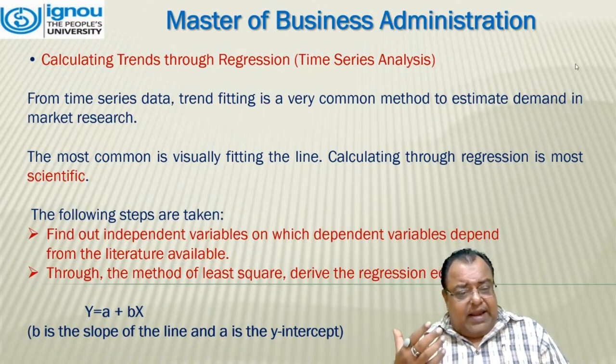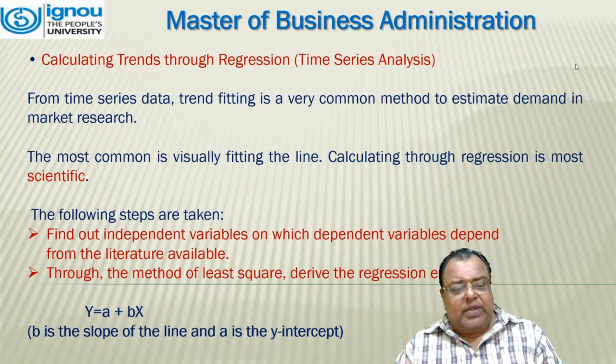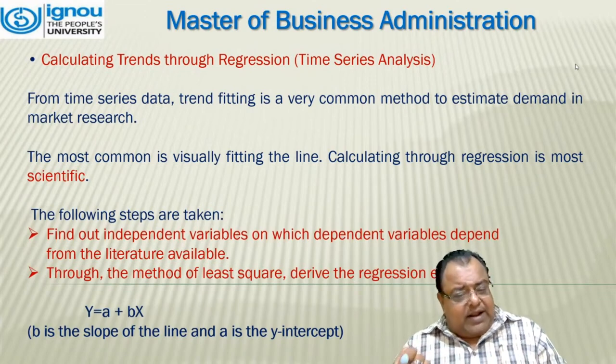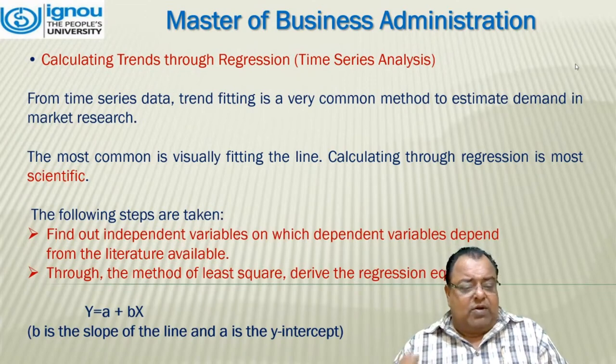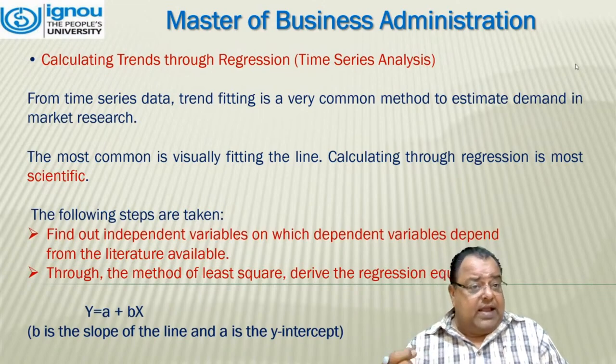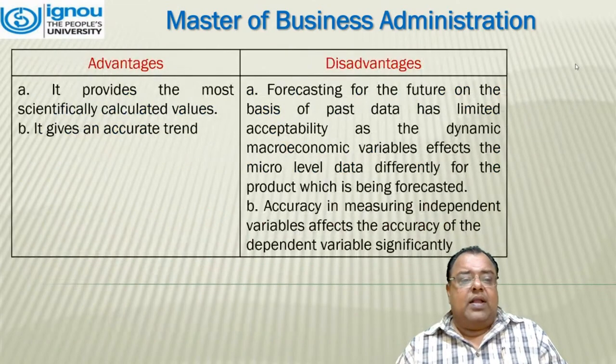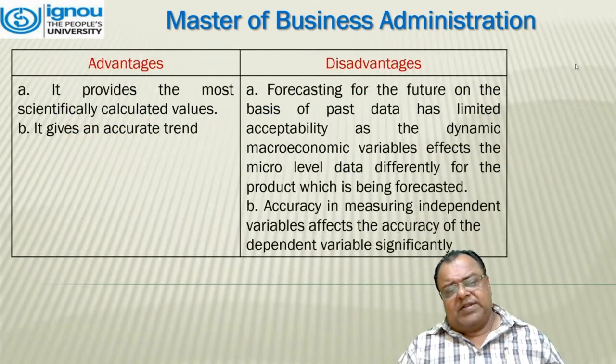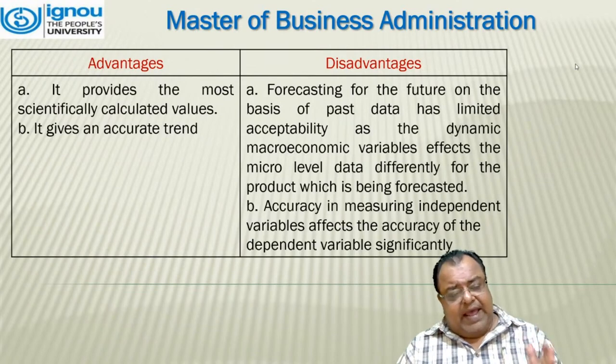Find out the independent variable on which dependent variables depend from the literature available. Secondly, through the method of least squares, derive the regression analysis. Normally we follow this method. So the regression line is y is equal to a plus bx, where b is the slope of the line and a is the intercept. What is the advantage? It provides the most scientific calculated values and it gives an accurate trend.